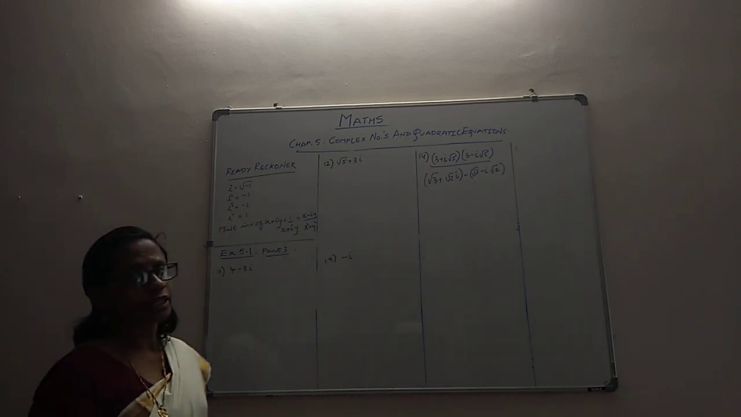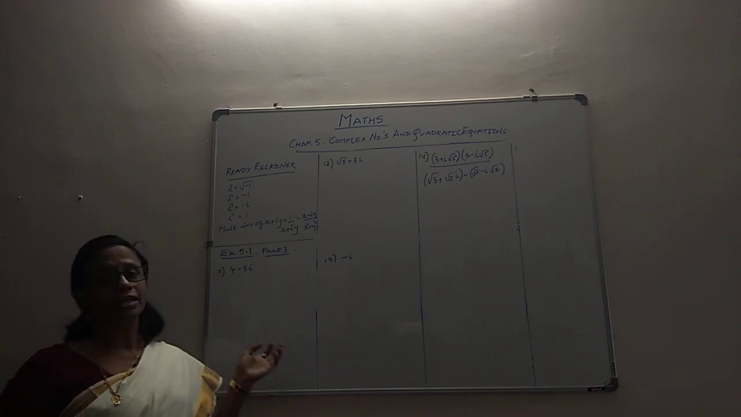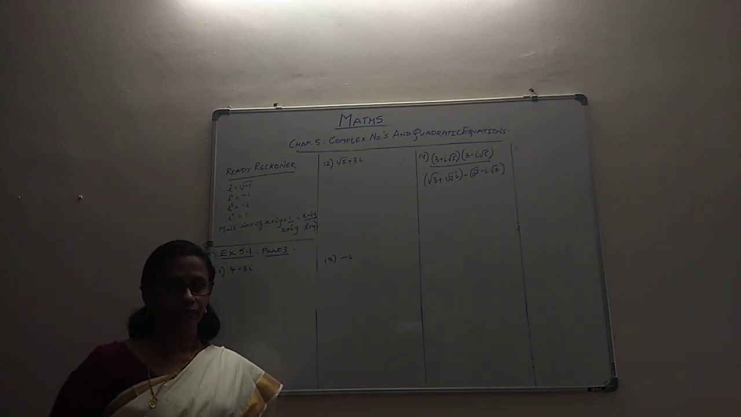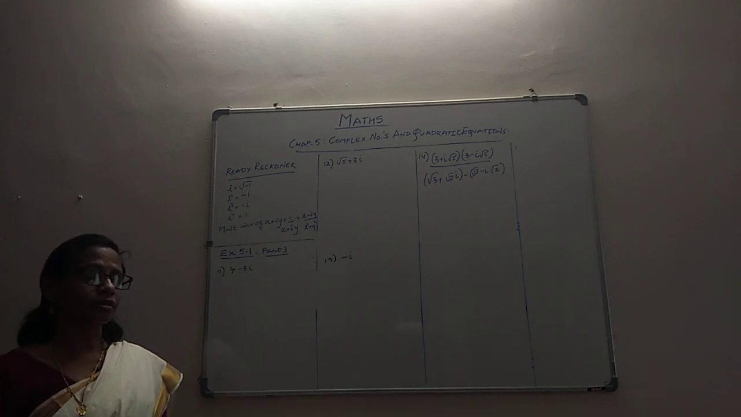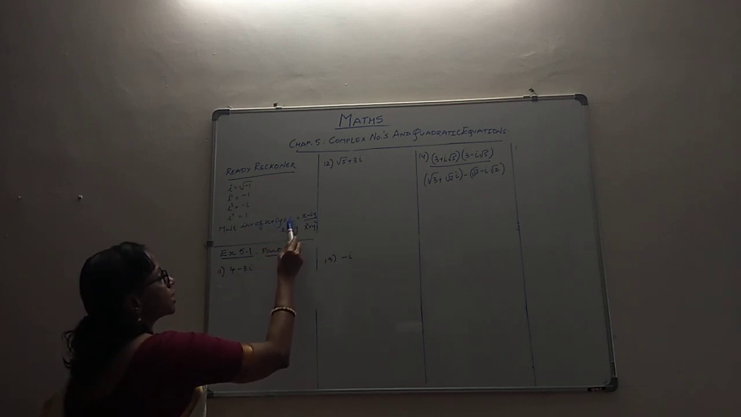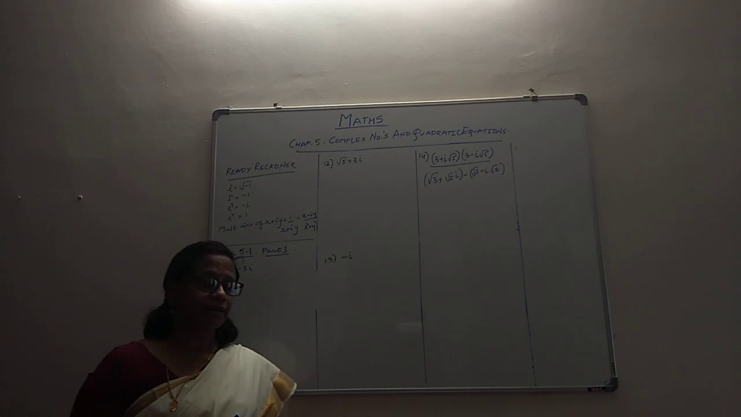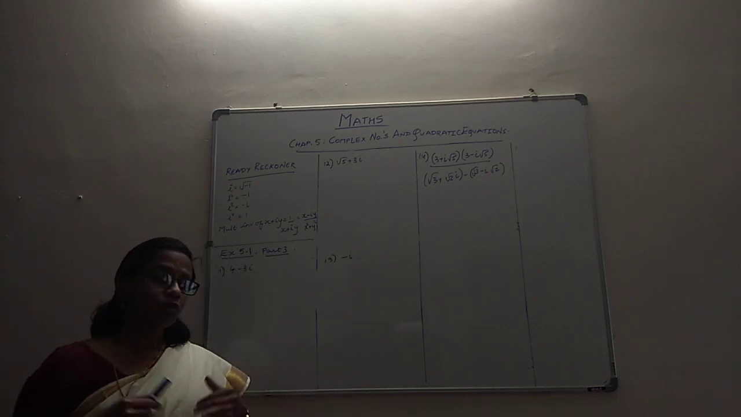Hello folks, we are taking the part 3 video of exercise 5.1. Here they are asking us to find the multiplicative inverse. In the earlier parts, where we were doing the ready reckoner, I had told you that the multiplicative inverse of x plus iy is 1 by x plus iy. But every time it is not so easy to get this. So we go one step ahead.